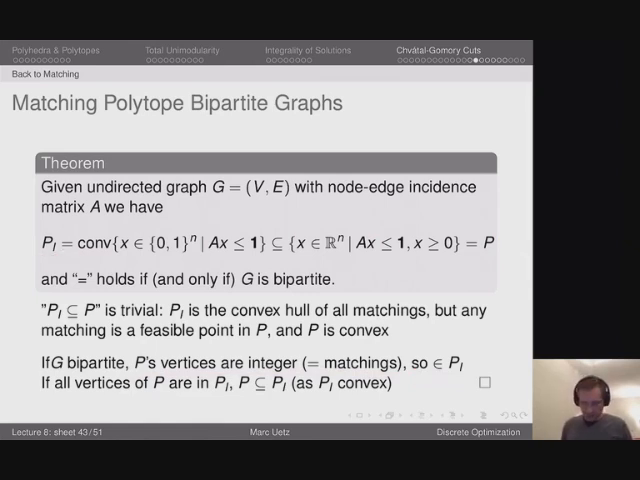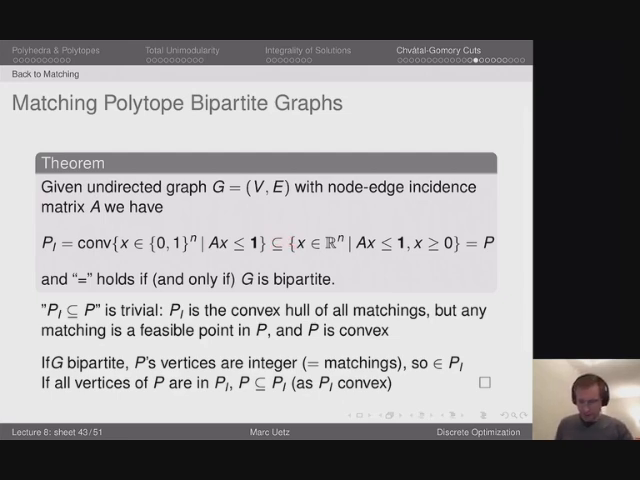But if all the vertices of P are contained in Pi, then P itself is also contained in Pi, because P is equal to the convex hull of all its vertices. That was Minkowski's theorem. Pi is also a convex set, and P is the convex hull of all the vertices, and these are integer vertices, and these are matchings themselves. So we have equality if and only if the graph is bipartite.